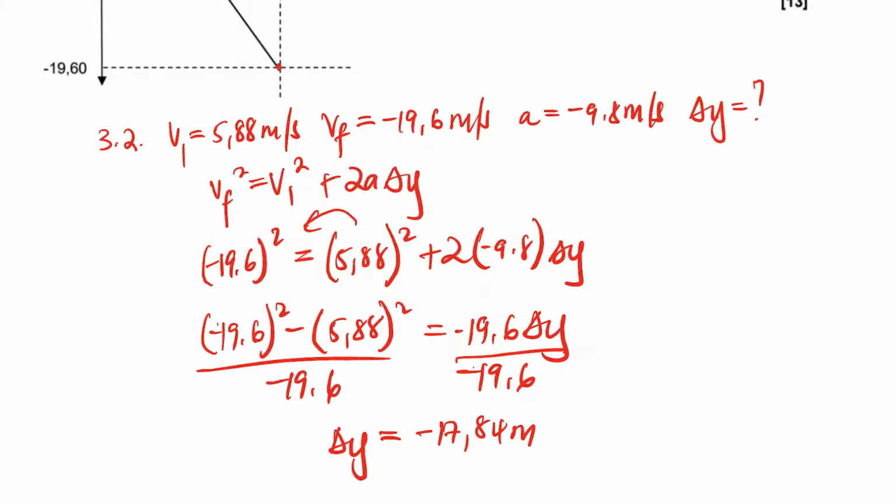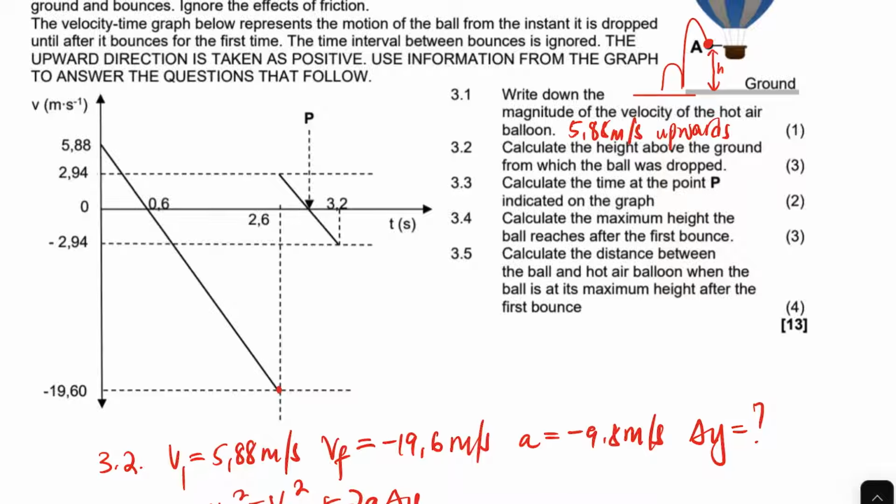So the negative 17.84 is the height from which it was dropped. It's the displacement from there to there, the same as the height. Guys, let me show you another alternative way to calculate that.